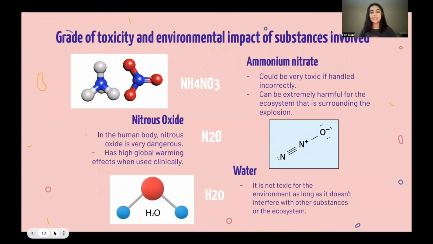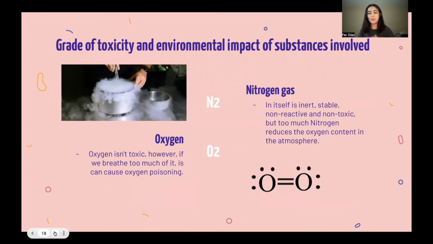So let's discuss the toxicity of these compounds. Ammonium nitrate, we saw it can be very toxic if it is handled incorrectly. Nitrous oxide is very poisonous to the human body, and it also has high global warming effects. Water, of course, isn't toxic as long as it doesn't intervene with other substances or the actual ecosystem. Nitrogen gas, well, there's 78% of nitrogen in the air, so we can say it is very stable and non-reactive. However, if we have too much nitrogen in the air, we can reduce the oxygen content of it, and that could have big damage on the atmosphere. Oxygen as well, not very toxic. However, if we breathe too much of it, we can get oxygen poisoning.